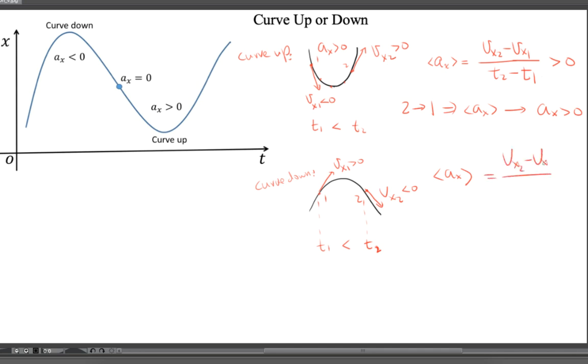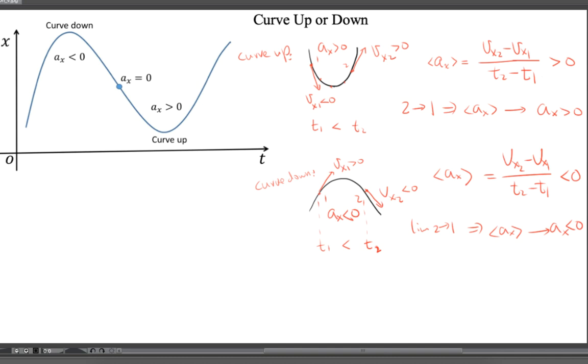If we calculate the average acceleration for this curve down situation, we get Vx2 minus Vx1 over t2 minus t1. But since Vx2 is negative and Vx1 is positive, this average acceleration is going to be negative. And again, in the limit where 2 approaches 1, the average Ax approaches Ax, which is negative. So for this curve down situation, at any point, we have Ax being negative.